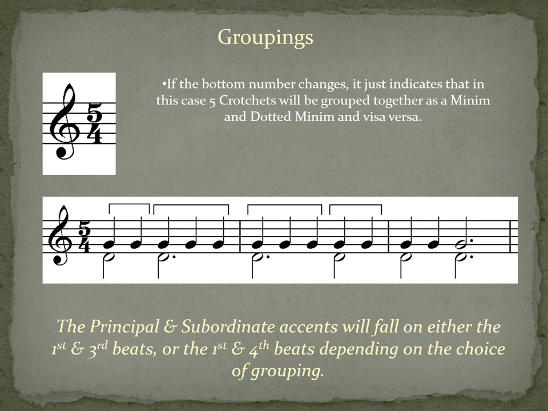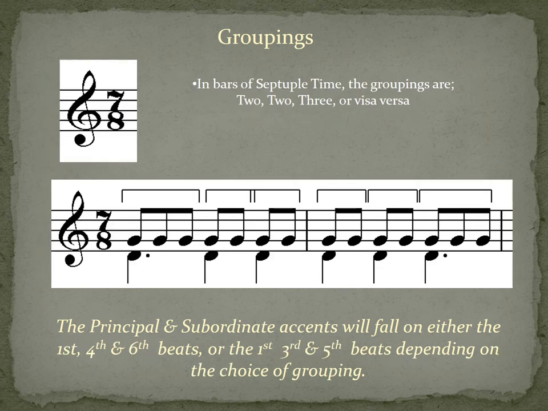Now that depends on your choice of the grouping, whether you've done a 2 and a 3 or a 3 and a 2. That's entirely up to yourself. So in septuplet time, i.e. with the top number being 7, the groupings are either 2, 2, 3, or vice versa, 3, 2, 2.